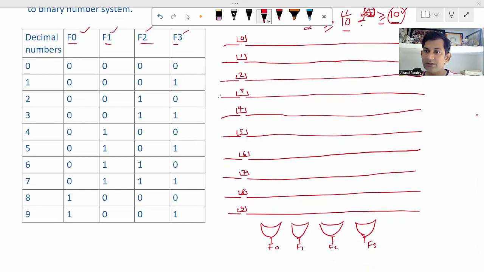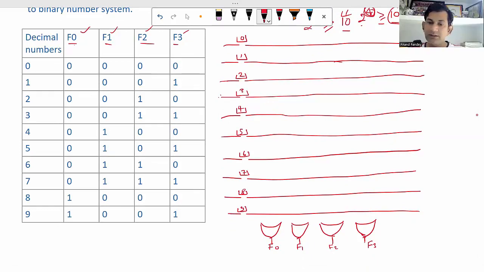You can take care. Okay, now listen, we are going to join these input and output lines. 10 input lines and 4 output lines. F0, F1, F2, F3 are output lines. We are going to join them. So how to join them? See this F0.